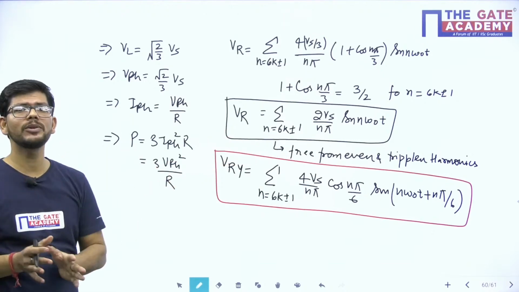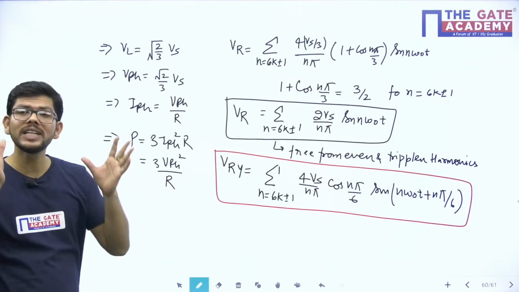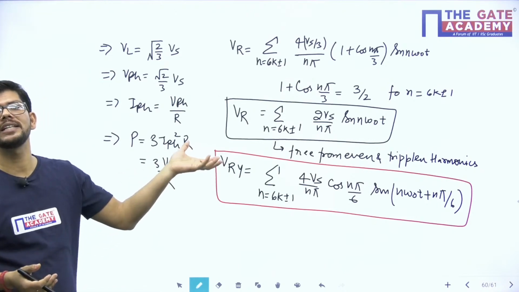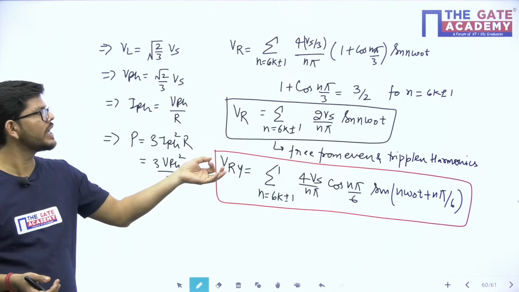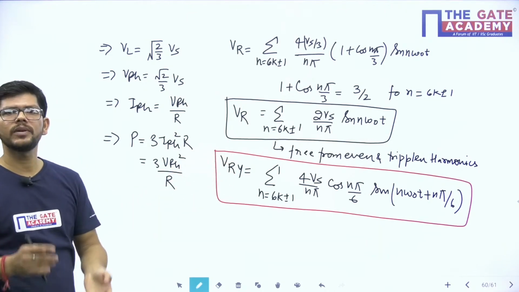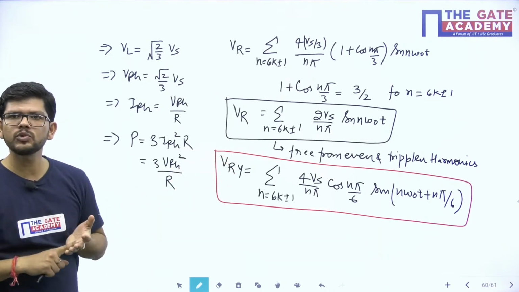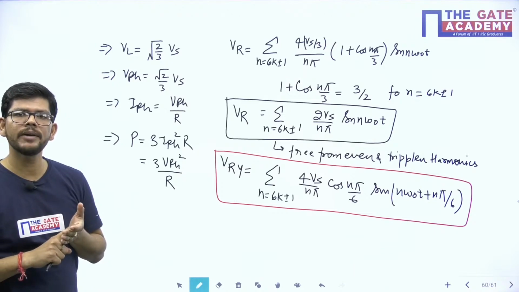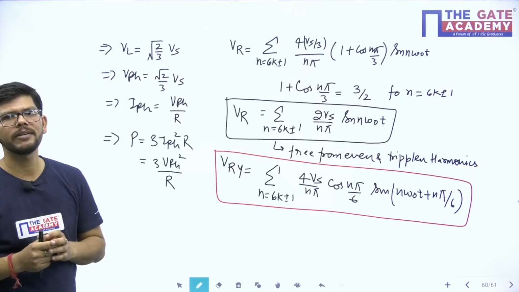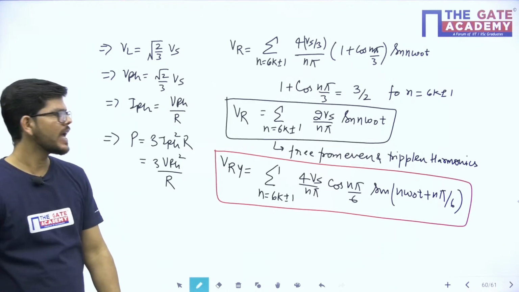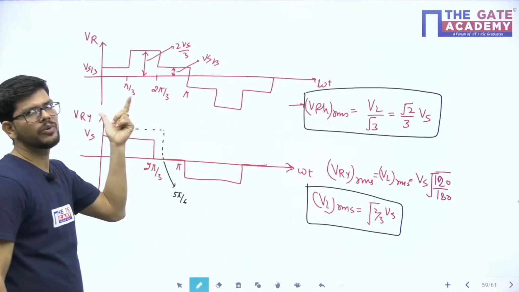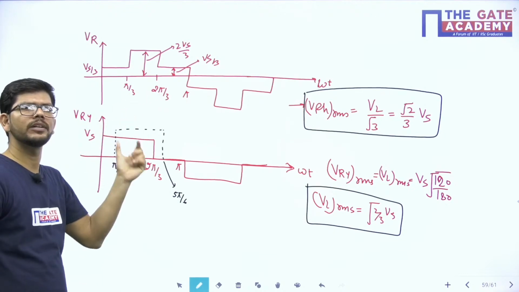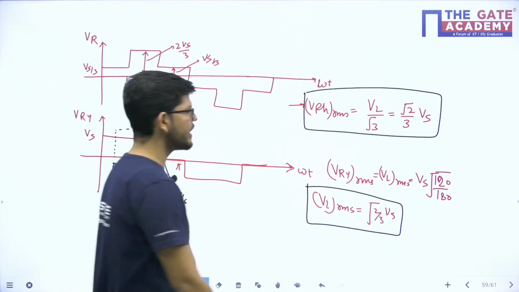If you are not able to remember these formulas, then use the tricks that I have told you initially at the start of this inverter chapter, on how to calculate the Fourier series of a square wave, a shifted square wave, a quasi square wave, and a stepped square wave. If you remember these formulas, and if you are able to correlate the waveform, then you can calculate the Fourier series very easily.